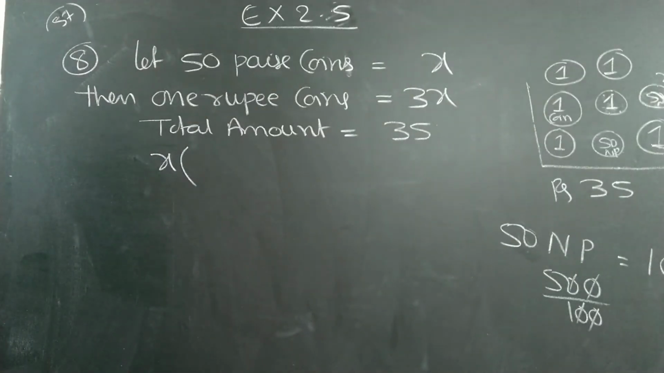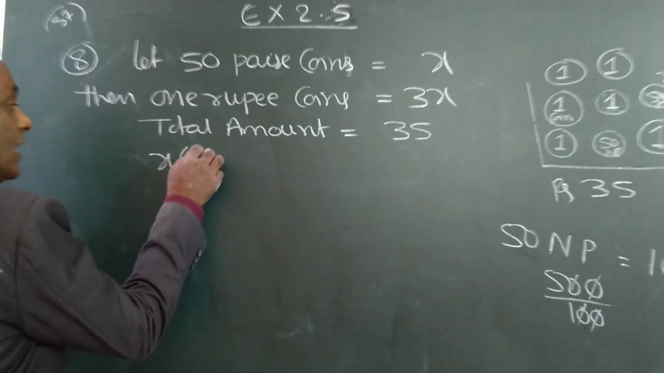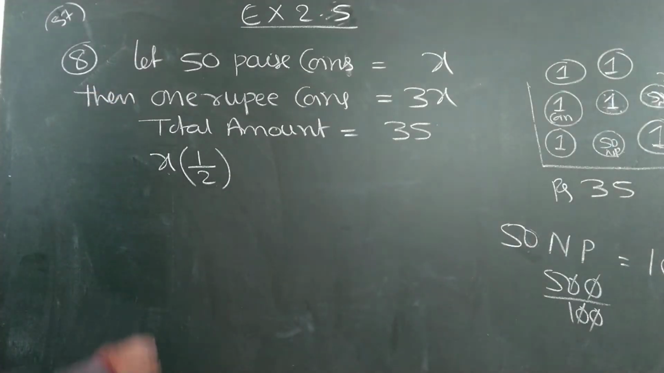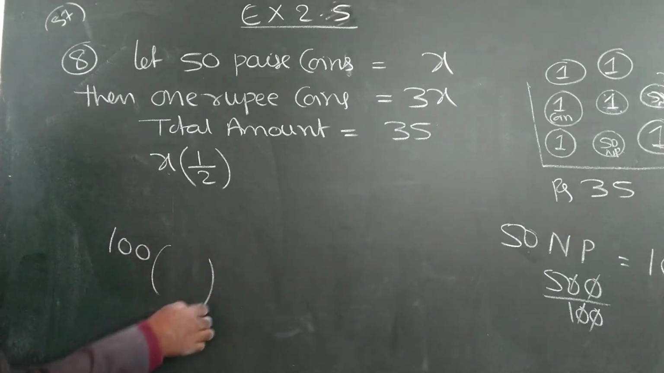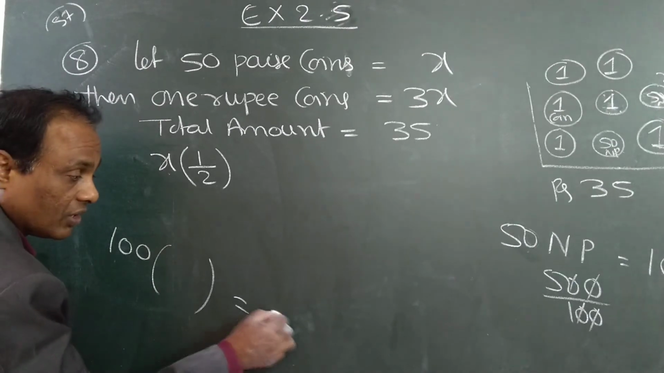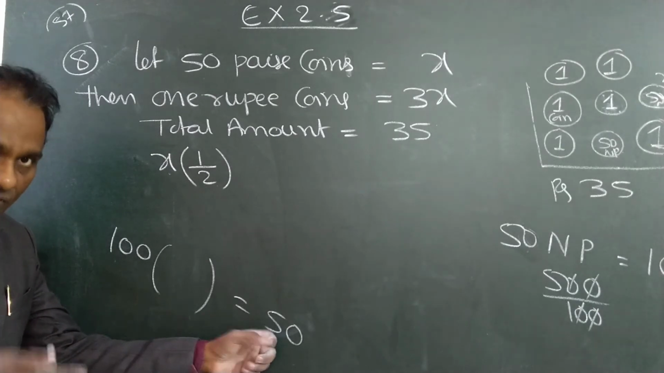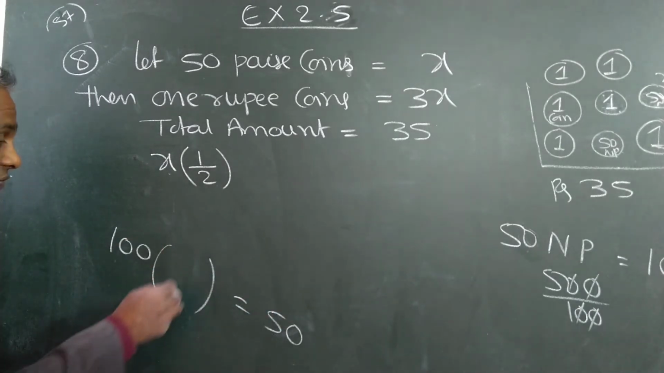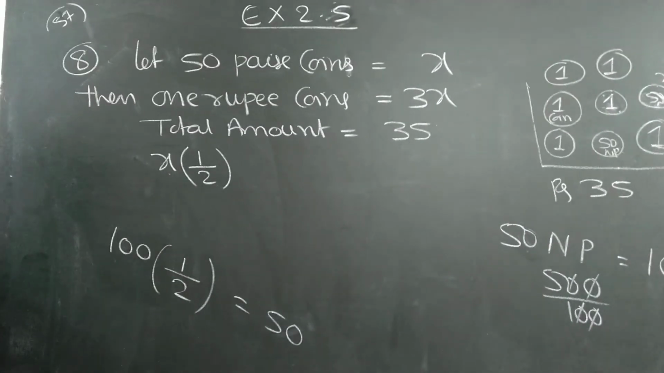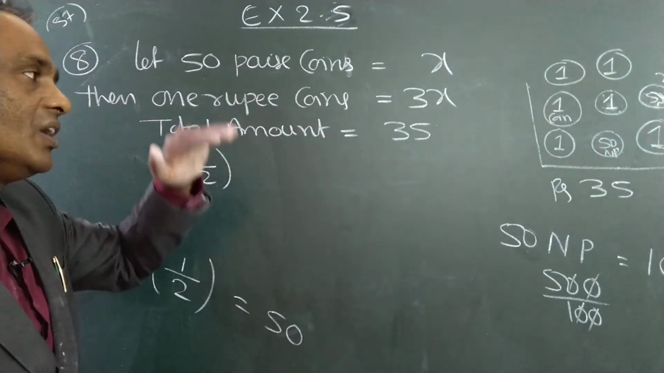Same way, x 50 paise coins in rupees: 50 paise means half rupee. Suppose we have 150 paise coins, how many rupees will we get? 150 paise means 1.50 rupees. So 50 paise coin means half rupee. Let us convert it into rupees because 35 is given in rupees, not in paise. So 50 paise should be divided into rupees.